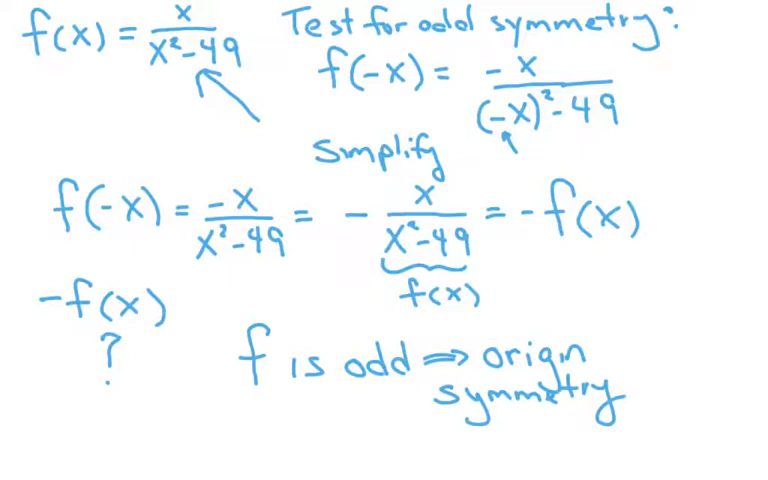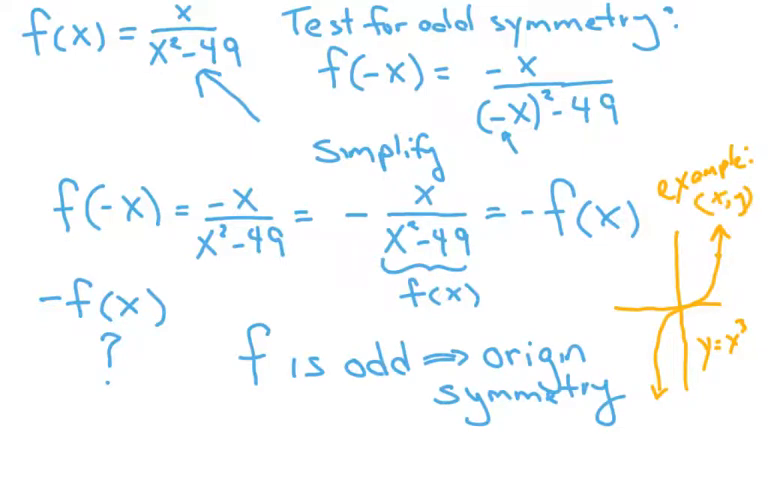So origin symmetry, if you remember, for example, this is not our function, of course, y equals x cubed. It has origin symmetry. Any point up here, which I would call (x, y), has an evil twin down here, (negative x, negative y). Okay, so now we're going to look at the derivative.